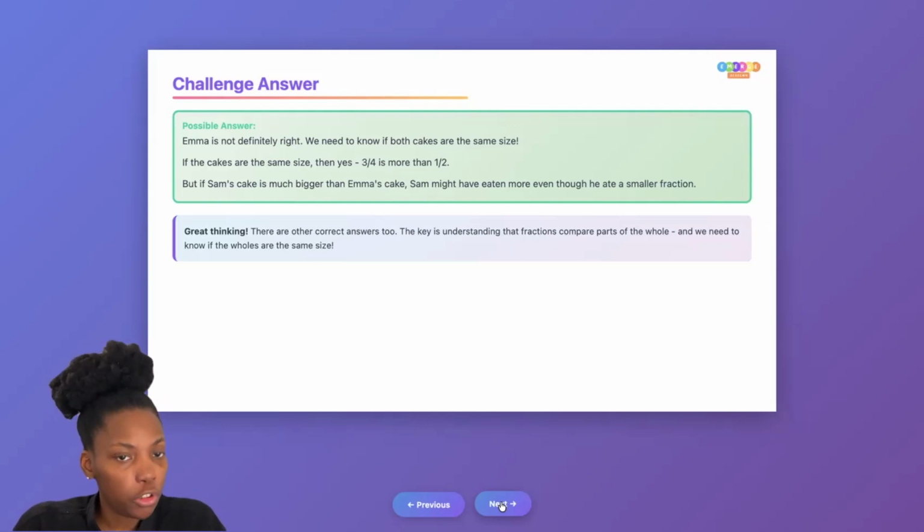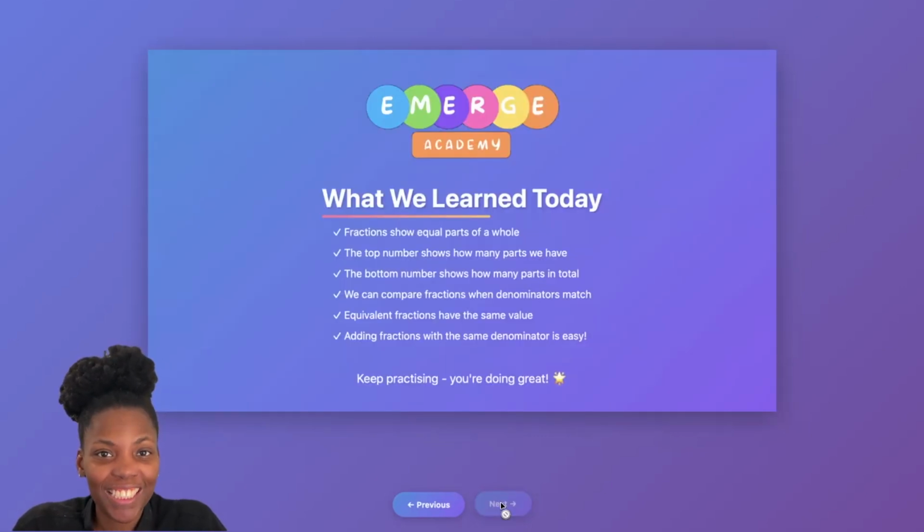Emma is definitely not right because we need to know if the cakes are the same size. If the cakes are the same size, then yes, 3/4 is more than 1/2. But if Sam's cake is much bigger than Emma's cake, Sam might have eaten more, though he ate a smaller fraction. There are other correct answers too. The key is understanding that fractions compare parts of a whole, and we need to know if the wholes are the same size.